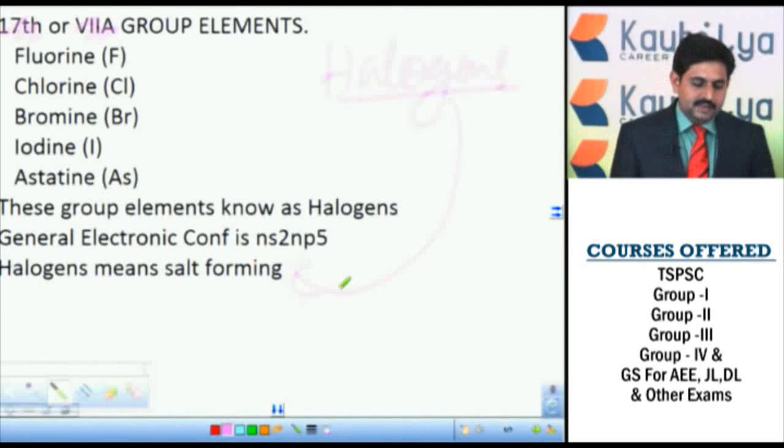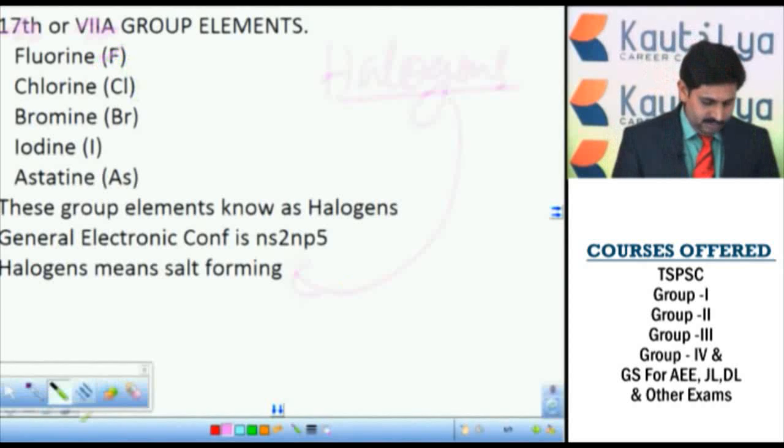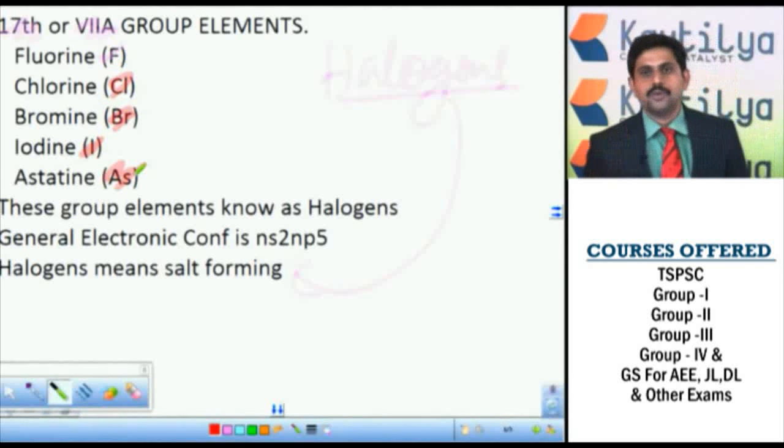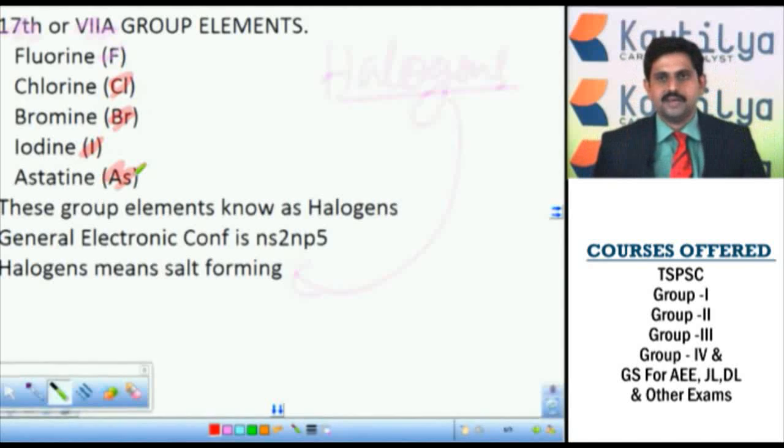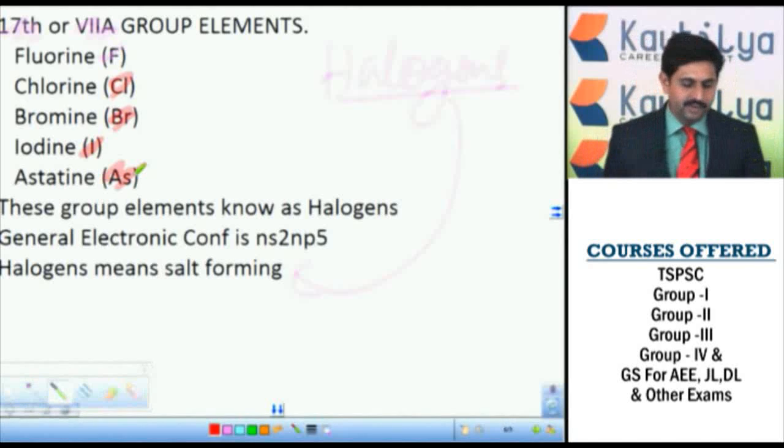The elements are fluorine, chlorine, bromine, iodine and astatine. Generally we discuss fluorine, chlorine, bromine and iodine. Astatine is considered a radioactive element, so we do not generally discuss it. So fluorine, chlorine, bromine and iodine belong to the 17th group elements or 7A group elements, the halogen family or the fluorine family.